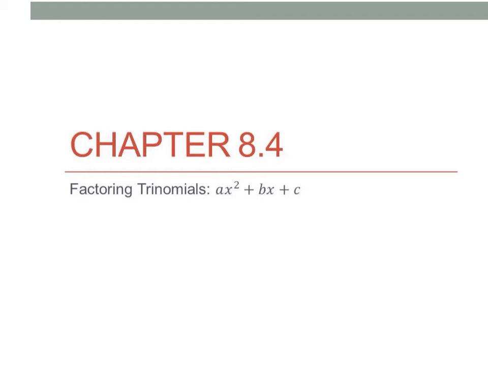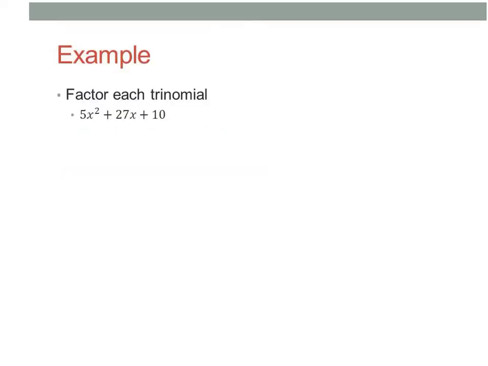Hello and welcome to Algebra 1, Chapter 8.4, and we're continuing our conversation about factoring trinomials, except today they have a leading coefficient. So in 8.3 they all were in the form x squared plus or minus something. These are going to be like 2x squared or 4x squared, and so we have to factor that into our factoring.